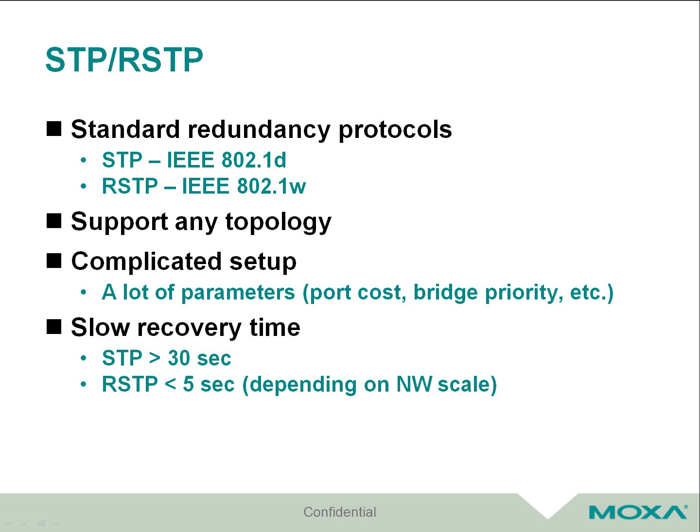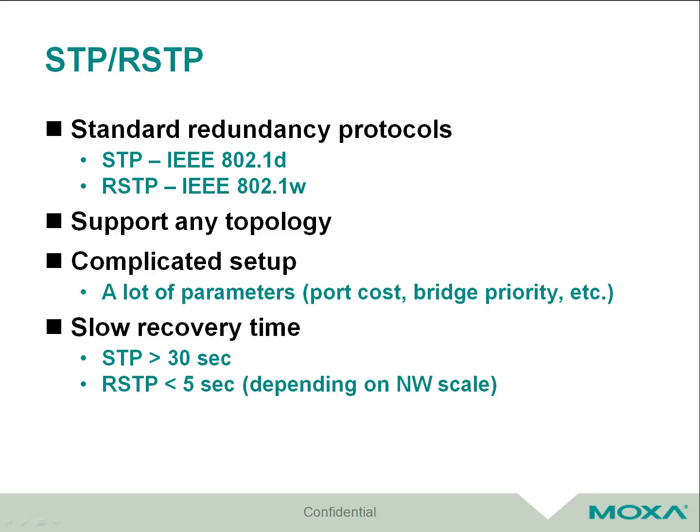STP stands for Spanning Tree Protocol. It is defined by the 802.1d standard, and it is one of the first redundancy protocols. STP is capable of analyzing a network topology and blocking redundant paths to prevent looping. The algorithm is quite sophisticated because it has to support any kind of topology. Setup is complicated too. You have to set priorities to each switch and each link to achieve the optimal performance.